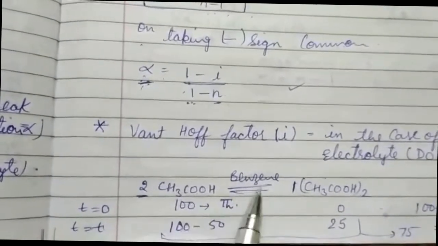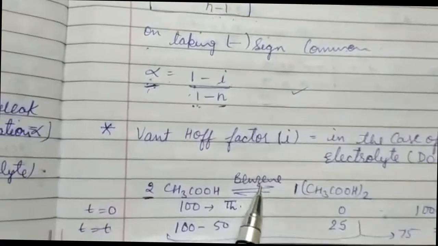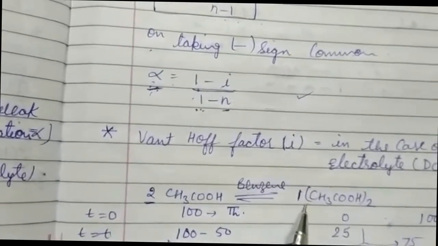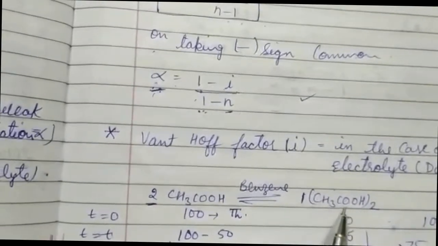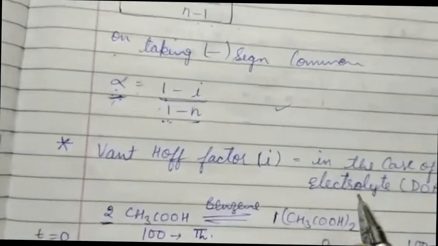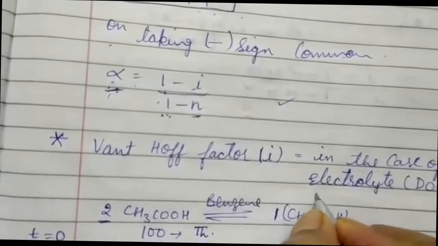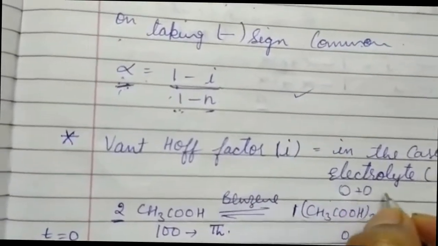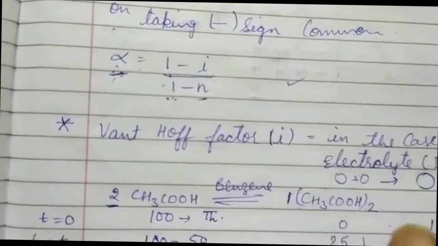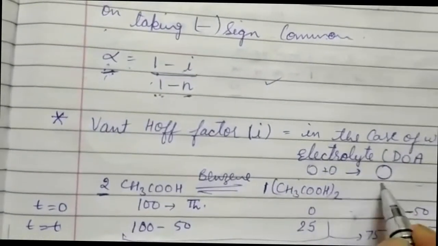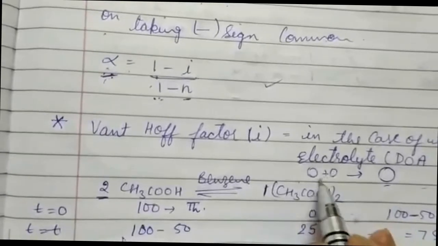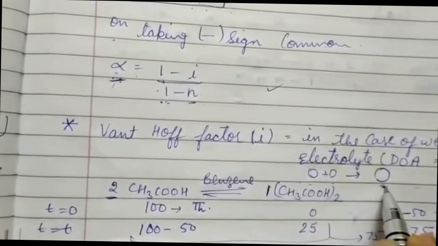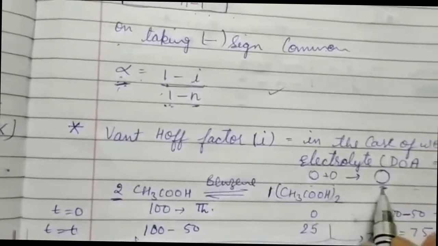When acetic acid dissolves in a solvent, which solvent? Benzene. So when acetic acid dissolves in benzene, it will undergo dimerization. What is the meaning of dimerization? Di means two. When two particles combine together to form a big particle, this is a dimer. Dimer means when two small particles combine together to form a single particle. This is the dimerization process.